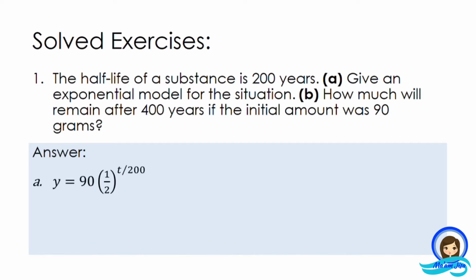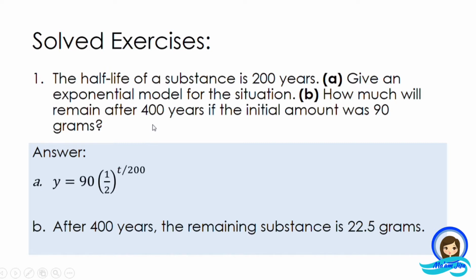This is the initial amount of that substance, 90, and since this is half-life, we use 1/2. Then the small letter t over the big letter T, which is 200, since this is the half-life of the substance. The next question is to get the remaining substance after 400 years. 400 will be substituted to the small letter t, and if you will solve it, after 400 years, the remaining substance is 22.5 grams. You can check this one using your calculator.